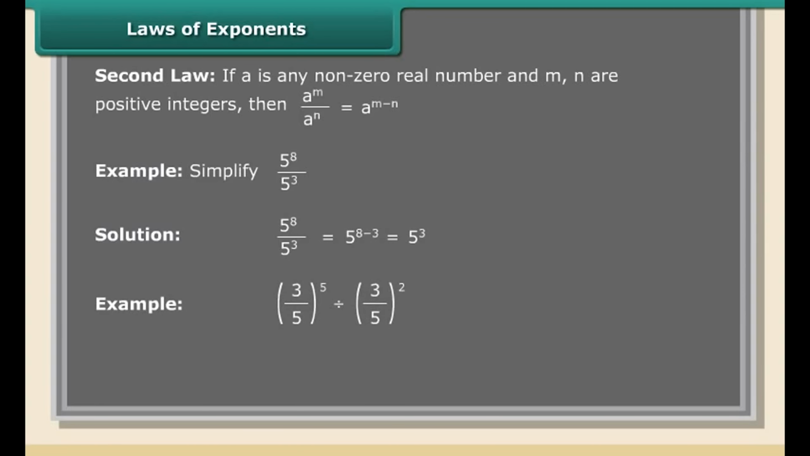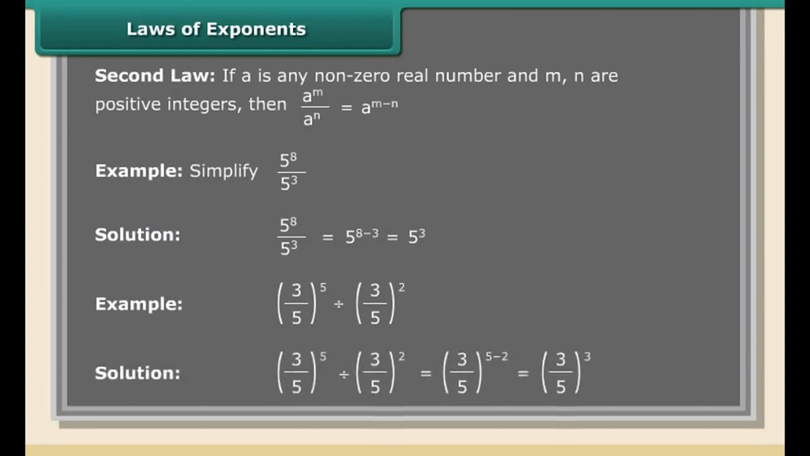Example. (3/5)^5 divided by (3/5)^2. Solution. (3/5)^5 divided by (3/5)^2 = (3/5)^(5-2) = (3/5)^3.